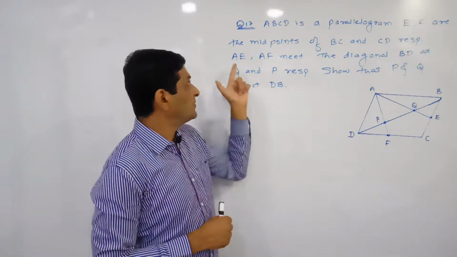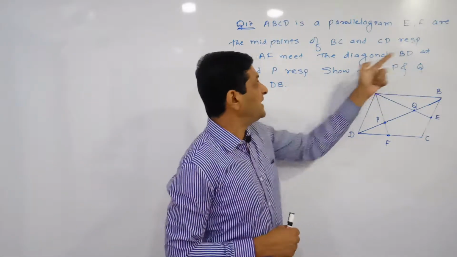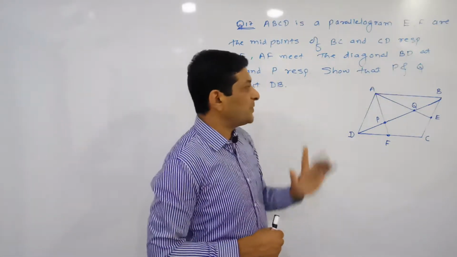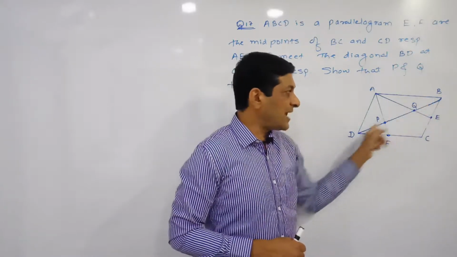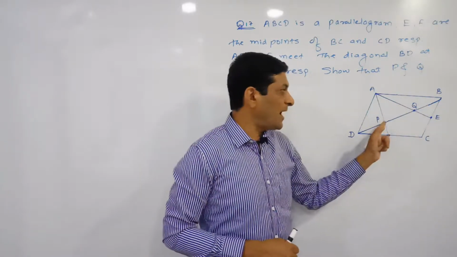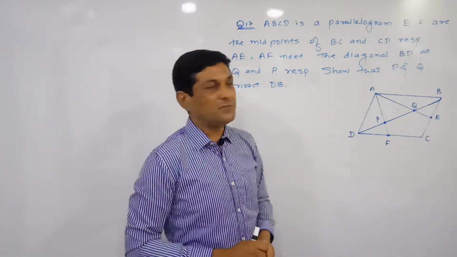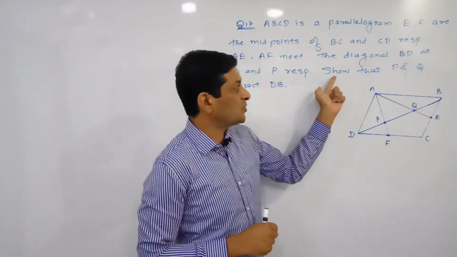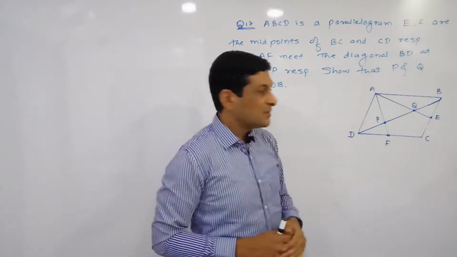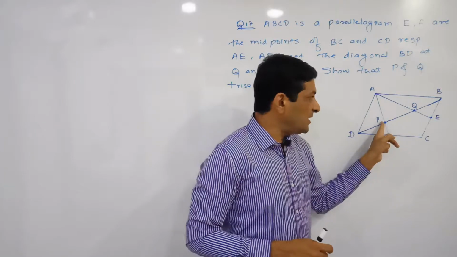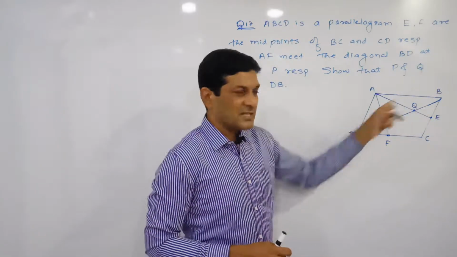Again observe the next given condition. AE and AF meet the diagonal BD at the points Q and P respectively. So these conditions we have shown in the figure. Using this we have to show that P and Q trisect segment DB. So we have to prove that P and Q trisect this segment, DB, or we can say BD.